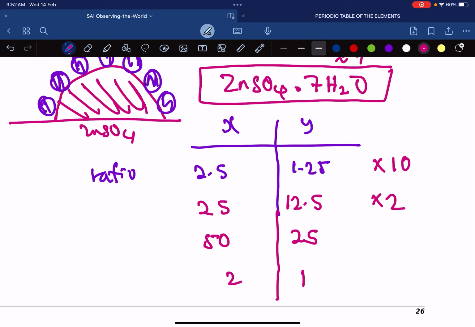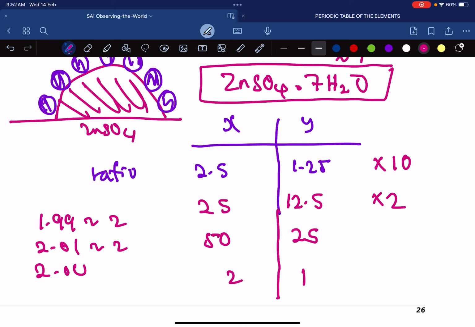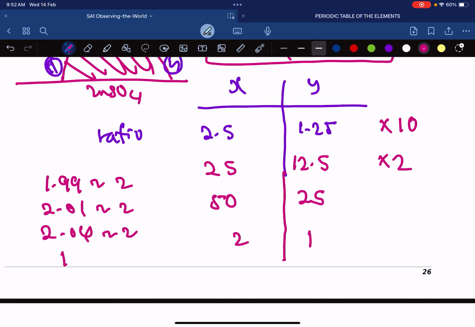But the moral story here is this. Whenever you get ratios like 1.99, you can assume this is 2. Or you get 2.01, you can assume this is 2. Or you even get 0.024, you can assume this is 2. But if you get funny ratios like 1.33, you cannot assume this is 1. This is wrong. Or you get 1.75, you cannot assume this is 2.